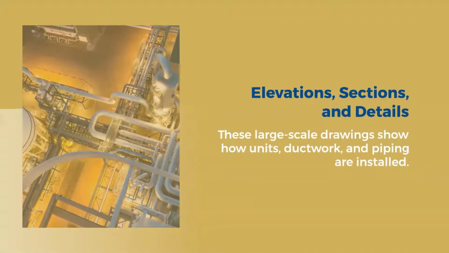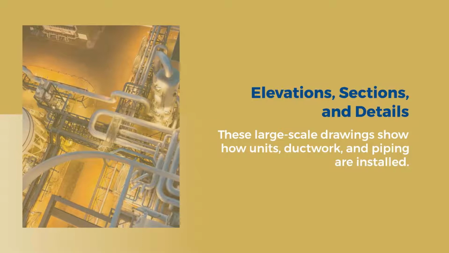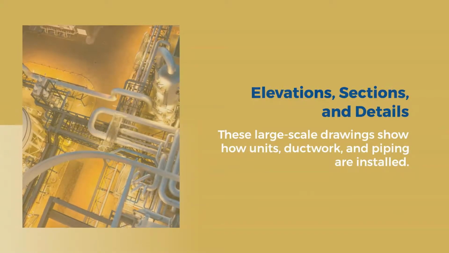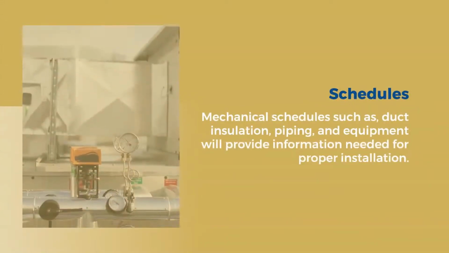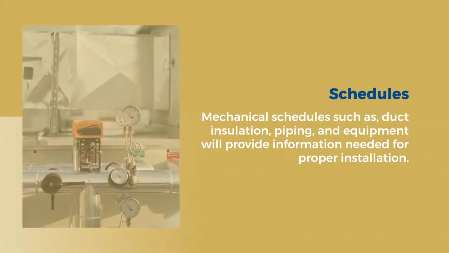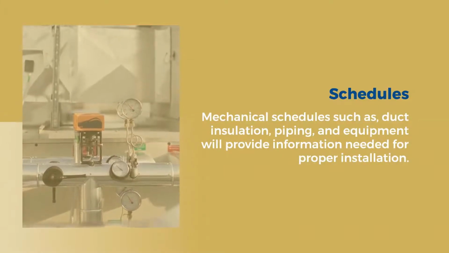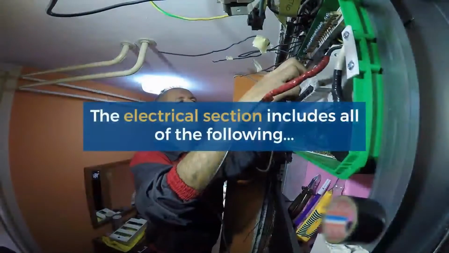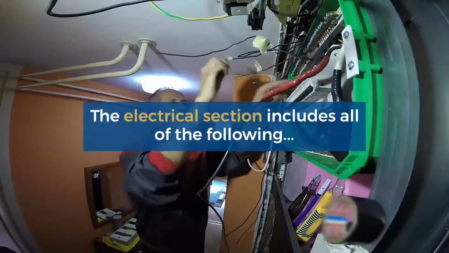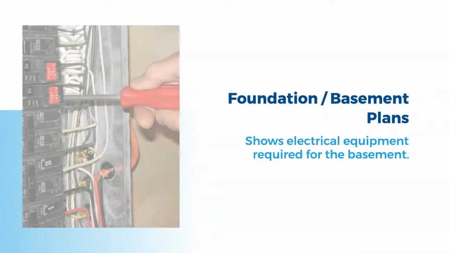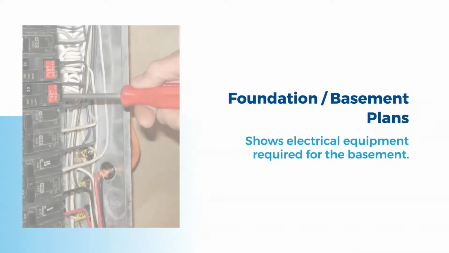Elevations, sections, and details present large-scale drawings to show how units, ductwork, and piping are installed. Mechanical schedules such as duct insulation, piping, and equipment provide information needed for proper installation. Electrical section. The electrical section includes all of the following: foundation and/or basement plans show electrical equipment required for the basement.